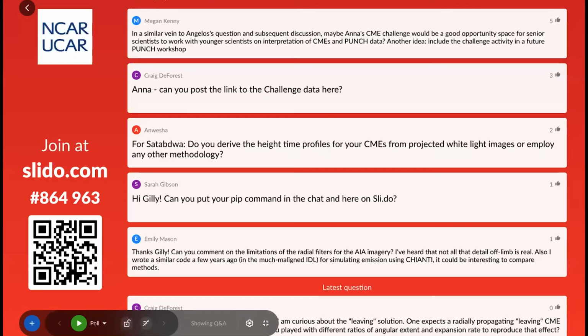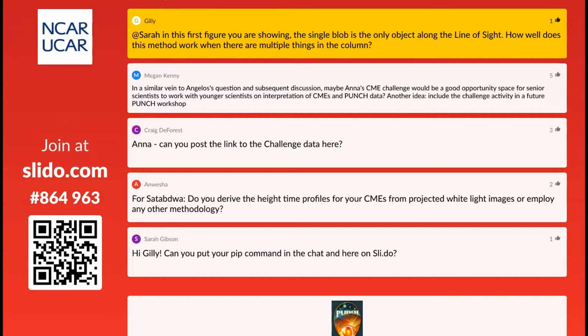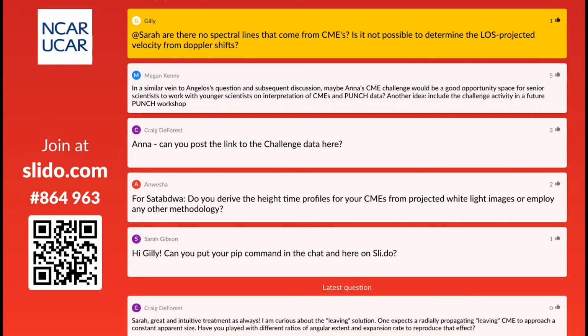So the one that's interesting to me is, are there no spectral lines coming from CMEs, or are they too dim to get some sort of line-of-sight projected Doppler velocity? Because as someone who's never really looked at a CME at all, but mostly does spectroscopy, it just seems like if it's going away from you, you're going to get some redshift somewhere. And maybe that signal is even less than the polarization that you're targeting to see.